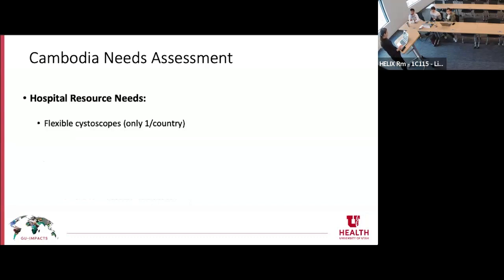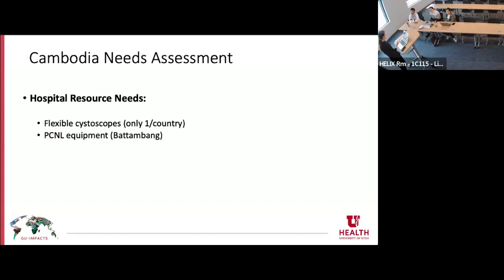In terms of hospital resource needs, I'd say the primary needs that we identified were a need for flexible cystoscopes, a need for PCNL or minimally invasive stone equipment, primarily at this one big provincial hospital that services about 800,000 people, where all of the urologists are in fact trained in how to do minimally invasive stone surgery, but they don't have access to any equipment. So instead, they're doing a very outdated procedure that we stopped doing about 40 years ago in the United States, where we do a major abdominal surgery, open up the kidney, slice it in half, and take out the stones.